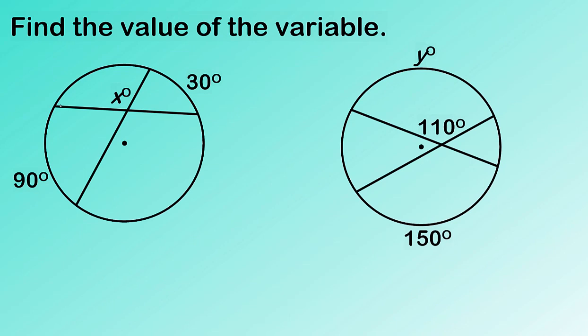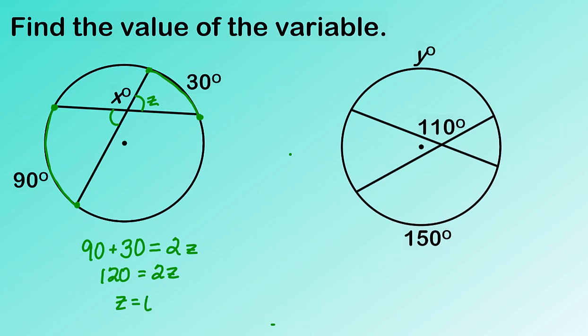In this next example, these are the arcs that I'm given. So I'm able to find these angles in here. I can say that 90 plus 30 is equal to 2, and I'll call this z. 90 and 30 is 120. So that would make our z equal to 60.